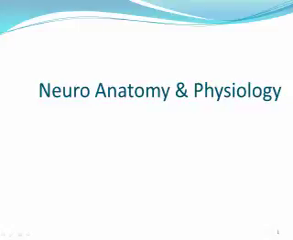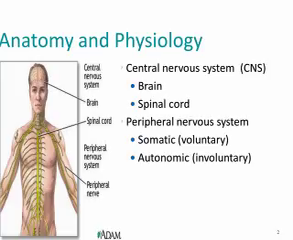Neuroanatomy and physiology. The nervous system consists of the brain, spinal cord, and a complex network of neurons. This system is responsible for sending, receiving, and interpreting information from all parts of the body. The nervous system monitors and coordinates internal organ function and responds to changes in the external environment.